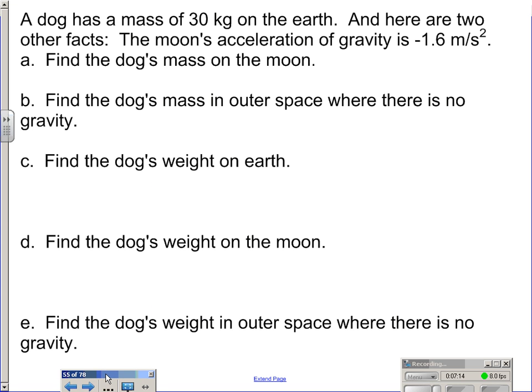The dog has a mass of 30 kilograms on the Earth, so somewhere you should write down that his mass is 30 kilograms. Here's one other fact: the moon's acceleration of gravity is negative 1.6 meters per second squared. So what's the dog's mass going to be on the moon? Remember, mass is a measure of matter. Does the dog's mass change when he goes to the moon? No, so it's still going to be 30 kilograms.